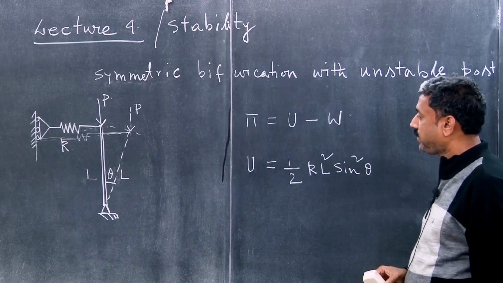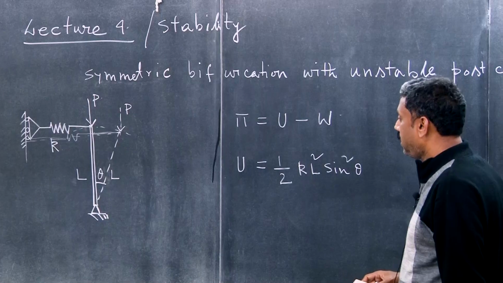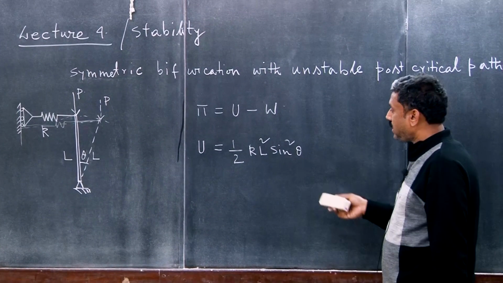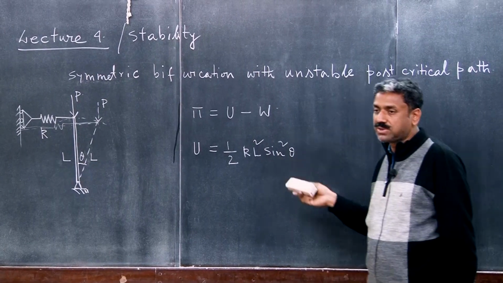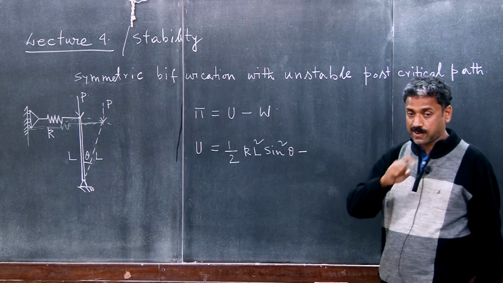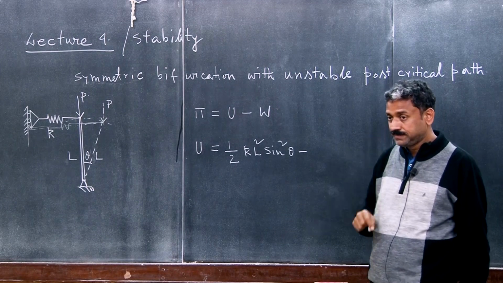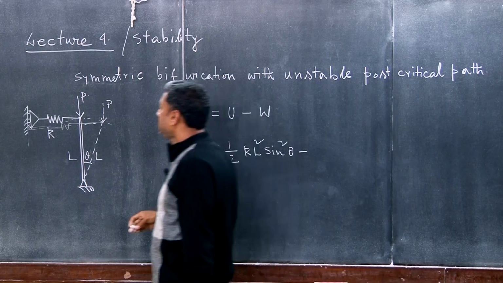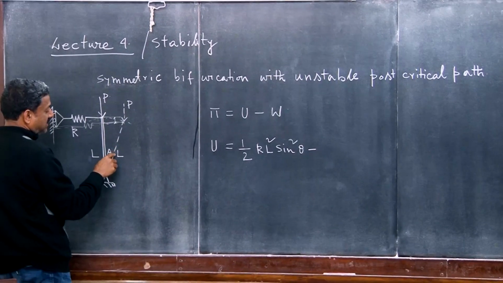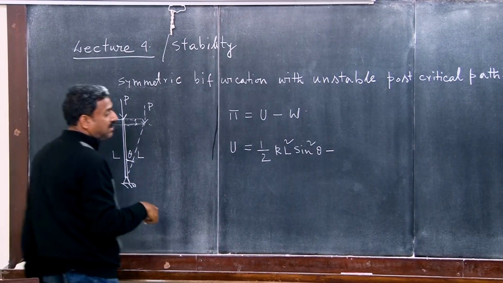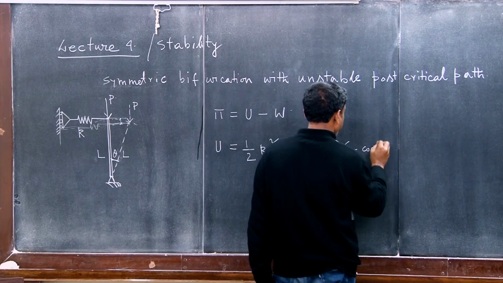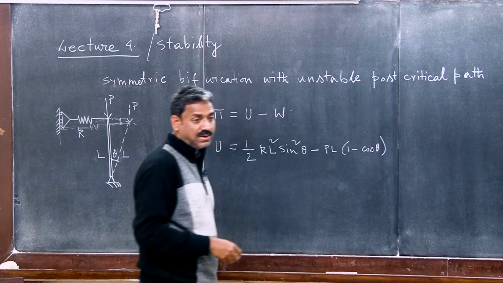So, the restoring force is K into L sin theta, is it not? And so that is half K L square sin square theta. Minus, and then what is the work done? The work done: the vertical displacement is L minus L cos theta. So, P into L times 1 minus cosine of theta. Is that fine?